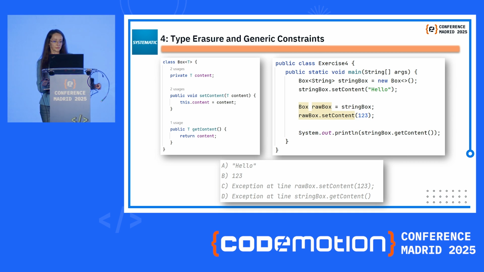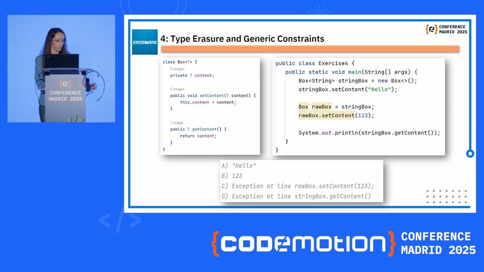Afterwards, in the main method, we are setting the content first to hello, so to a string, and afterwards we have a raw box object which is created and is being assigned to that string box. What do you think the display output would be in this scenario? If I am to run this piece of code, what do you think will get printed?